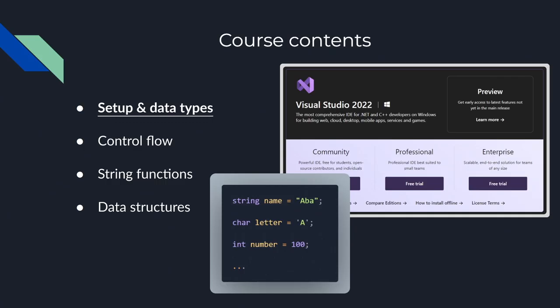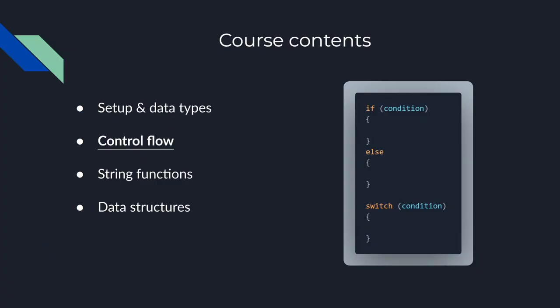We'll start with installing the Visual Studio program required to develop C# applications. You'll learn about data types including integers, strings, and many more, and how to manipulate them inside your code. Next, we'll dive into control flow. You'll discover how to use conditional statements and loops to control the flow of your program's execution.